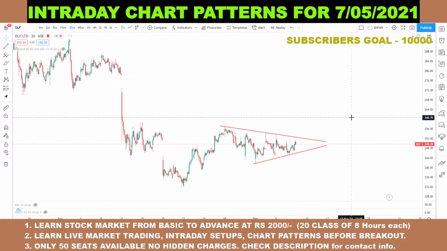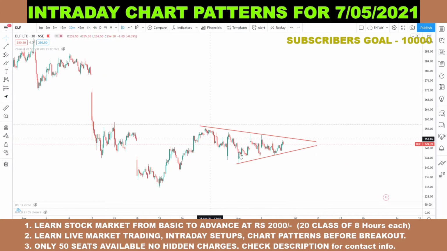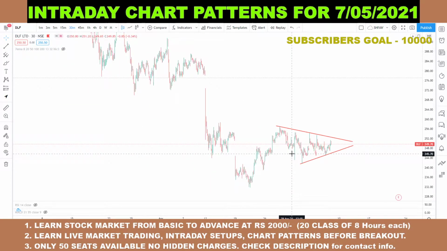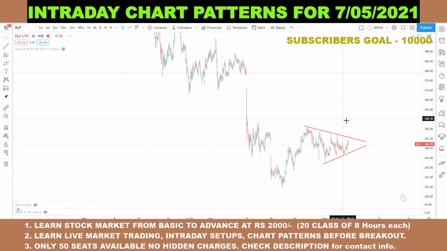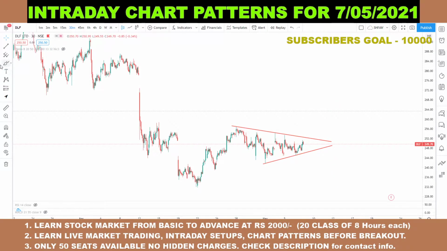Now let's analyze this stock, DLF. See, this stock is making a triangle kind of a pattern in the making. It is trading in this sort of a range, and if it gives a breakdown, you can short. If it gives a breakout, you can buy.